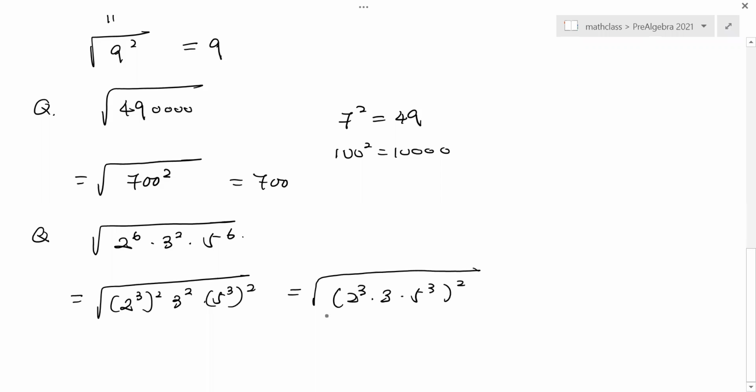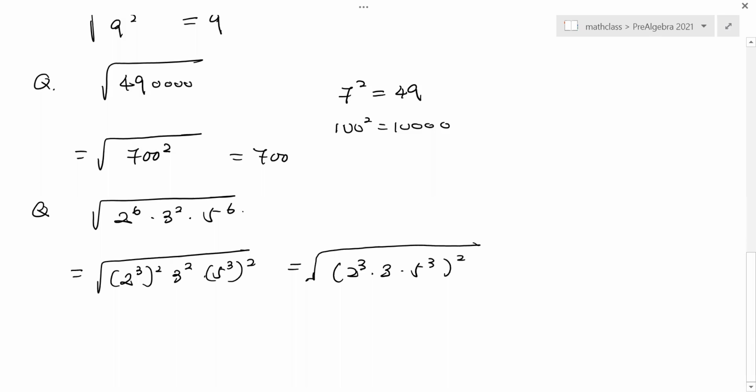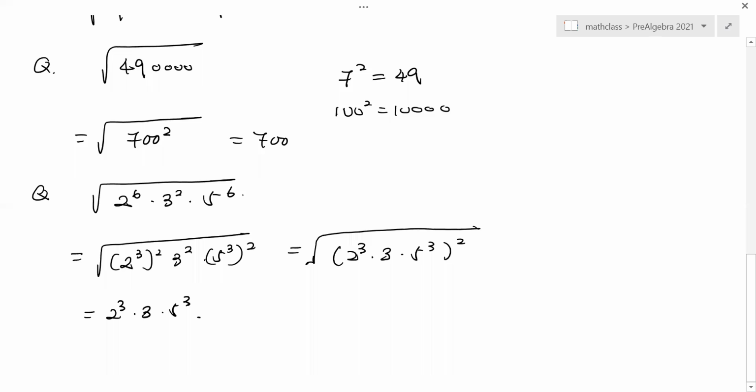Now, this is the square root of some perfect square, and the number inside is positive, so you can simply write it. You don't need to multiply them out at this moment. Yeah, this is good.